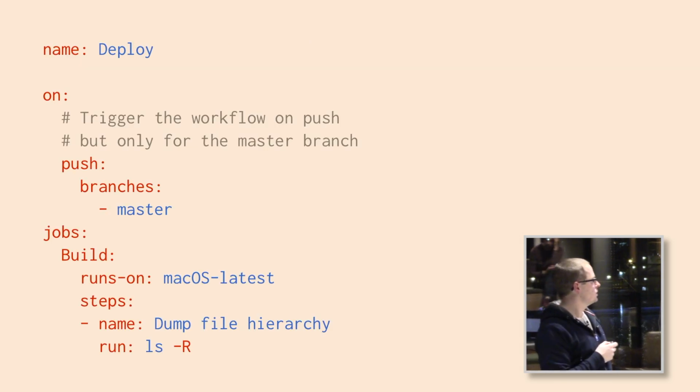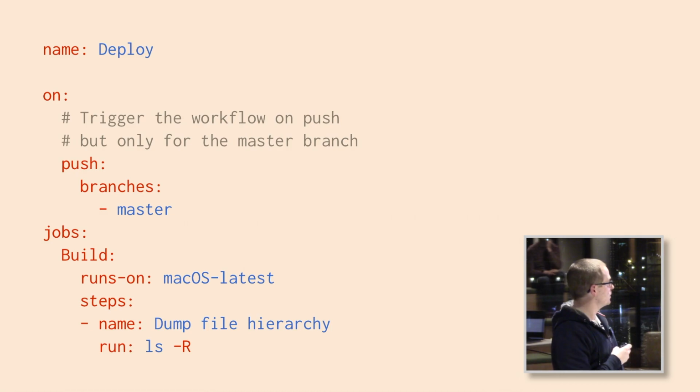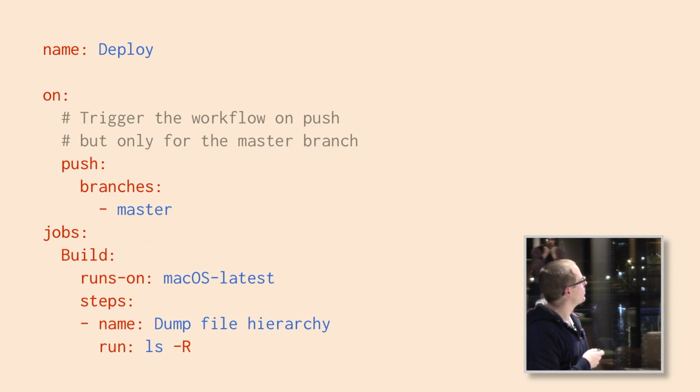So pretty much, this is the simplest example I could come up with. The name at the top, I copy-pasted it from somewhere. But what this does is it just dumps the file hierarchy of the home directory of the runner, if you push on master, that is. Any questions on this so far?